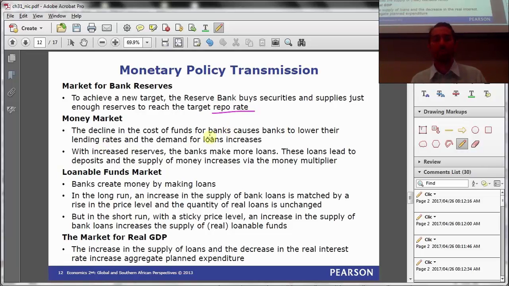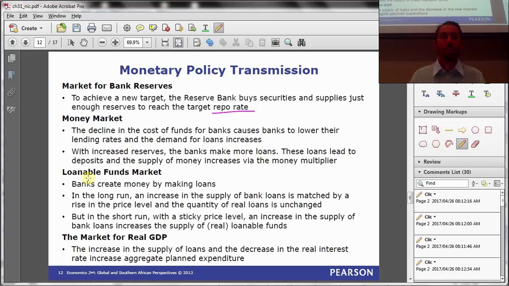Lower interest rates increase the quantity of people borrowing, right? With increased reserves, alternatively, in other words, through the money market, if the Reserve Bank is purchasing securities to lower the interest rate through open market operations, that increases bank reserves, therefore banks loan more.